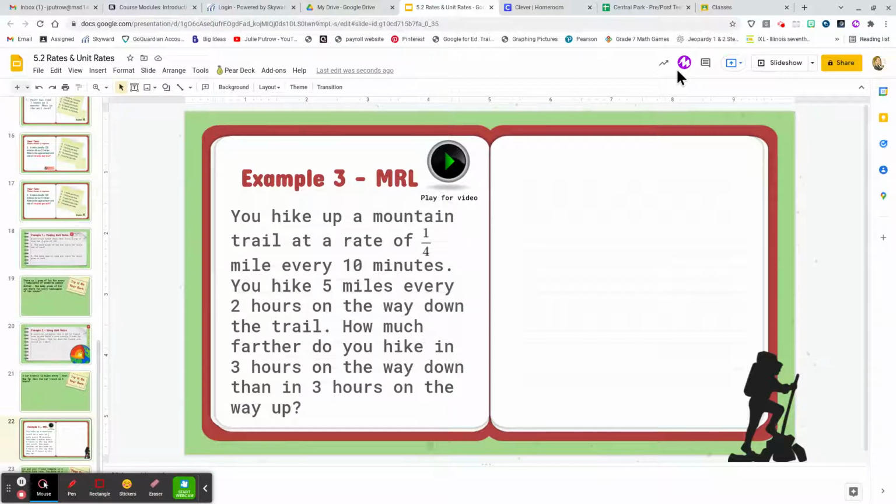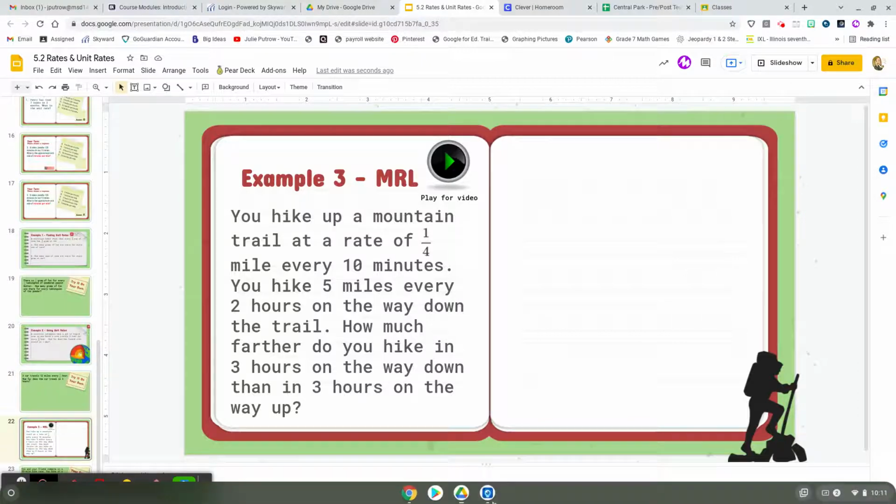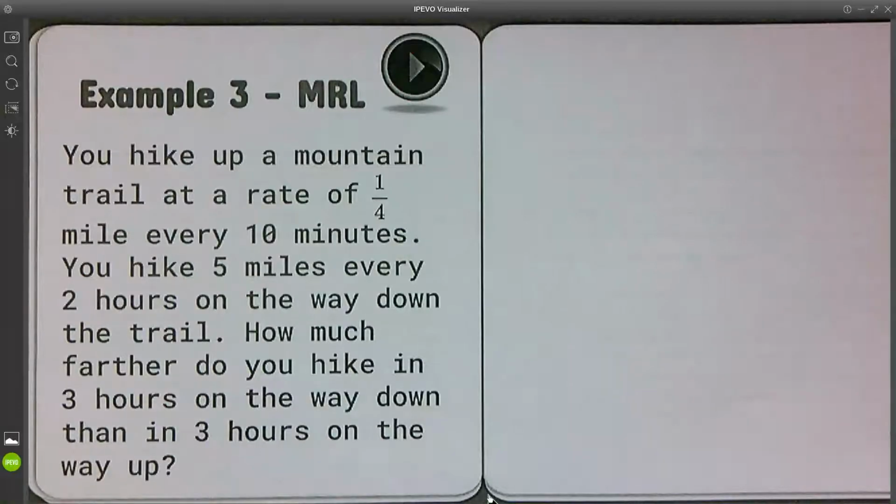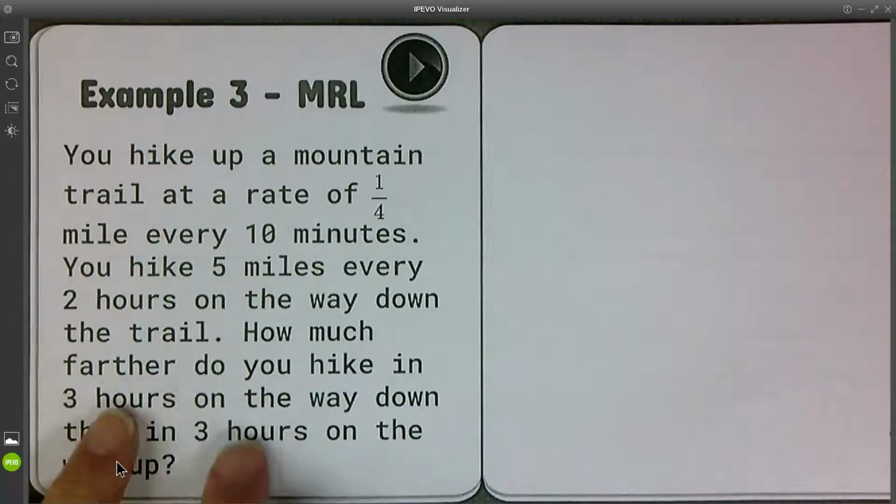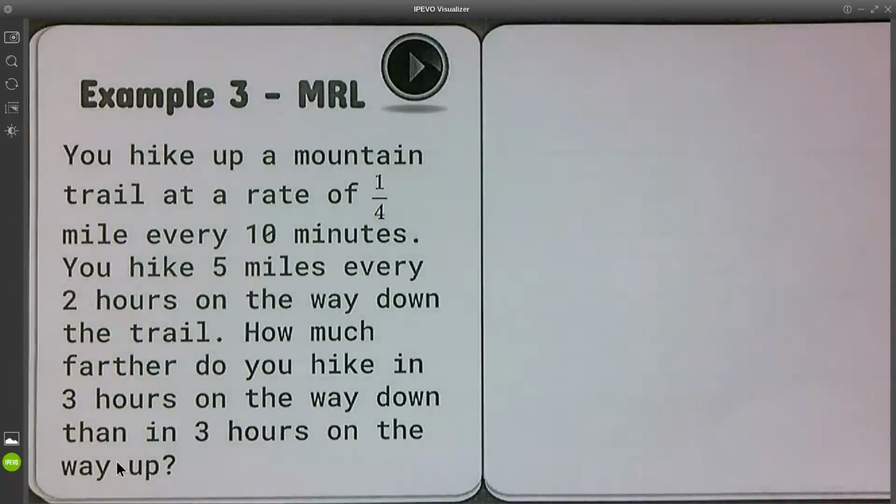So it makes sense that if you're going down the hill, you're going to be traveling faster than going up the hill. So it makes sense that we'd be going faster, or covering more ground, going down the hill. But to find out how much farther that you hike in 3 hours on the way down than in 3 hours on the way up, we have to find the difference between the two, which means we're going to have to subtract. But before we can do that, we have to find out how far we travel going up in 3 hours and then find how far we travel going down in 3 hours.